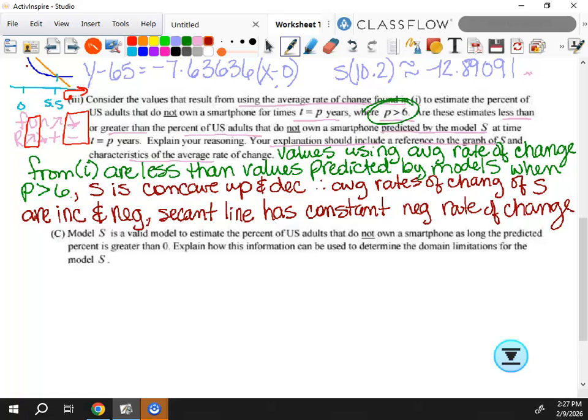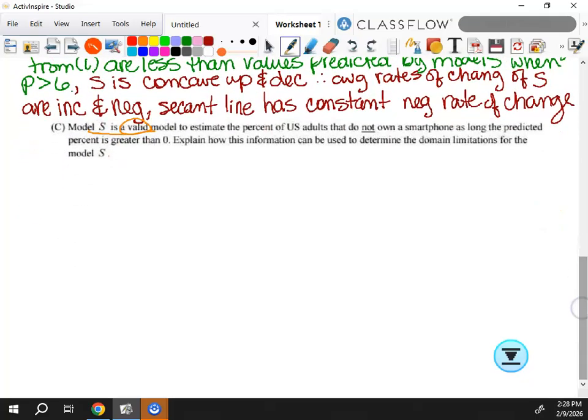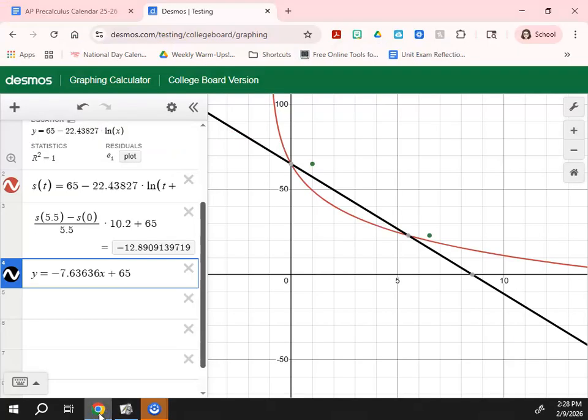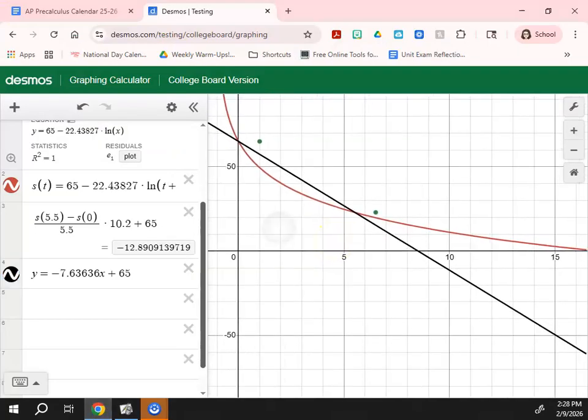All right. So this says Model S, and it's not asking me, it's telling me Model S is a valid model to estimate the percentage of U.S. adults that do not own a smartphone as long as the predicted percent is greater than 0. Explain how this information can be used to determine the domain limitations for the Model S. Okay, so let's look at this. Here's my red curve. That's Model S.